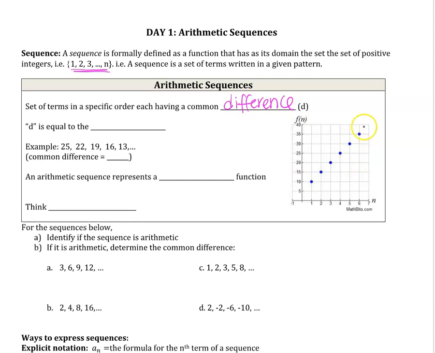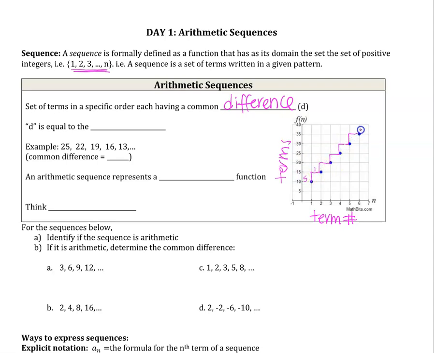Now, I have a picture of a sequence on the right here, where on the bottom, these are like your term numbers. So first term, second term, third term, and so on. And then these are the actual terms themselves. So the first term is 10, the second term is 15, the third term is 20, and so on and so forth. So I'm going up 5 for every one increase in term number. Up 5 over 1, up 5 over 1.